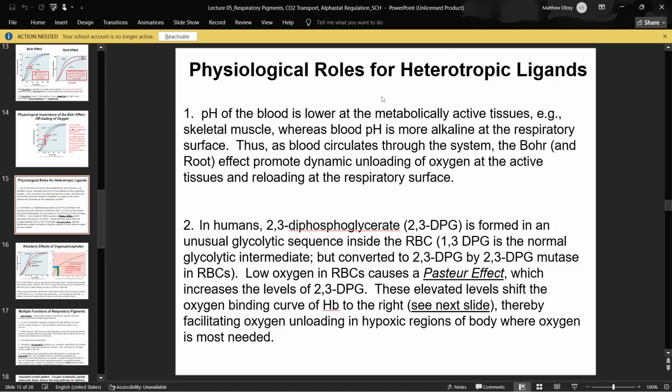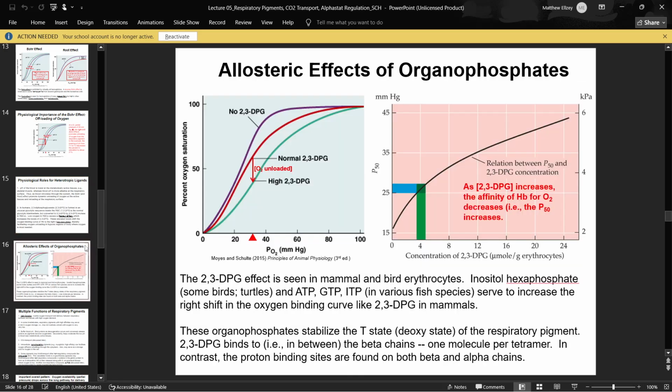So these are two importances. This is more about the Bohr effect. This is a secondary mechanism by which we're going to get offloading of oxygen from the hemoglobin in hypoxic regions of the body, and that will be right here.